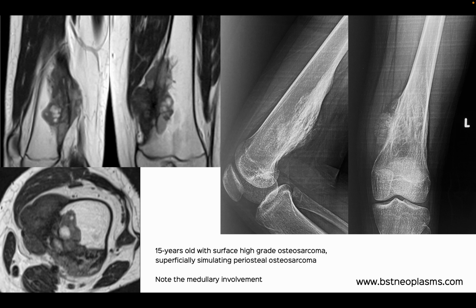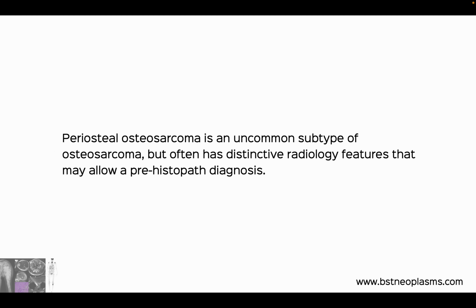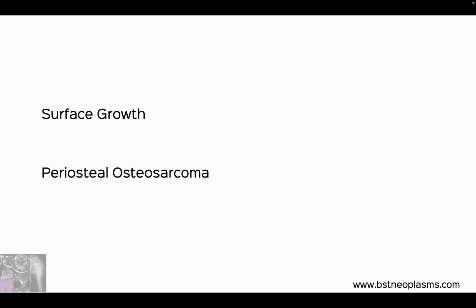High-grade surface is like any osteosarcoma, except that it occurs along the cortex of the periosteum, then invades the marrow cavity. You get a large soft tissue component. So it's got everything that an osteosarcoma would typically have in the right age group, but it's just more towards the surface. Now, it could be a little tricky if you're not used to seeing osteosarcomas, but this is such a typical high-grade surface OGS. So periosteal osteosarcoma is an uncommon subtype, but often has distinctive radiology features that could allow a pre-histopath diagnosis.